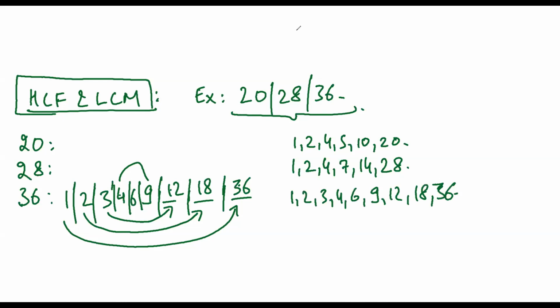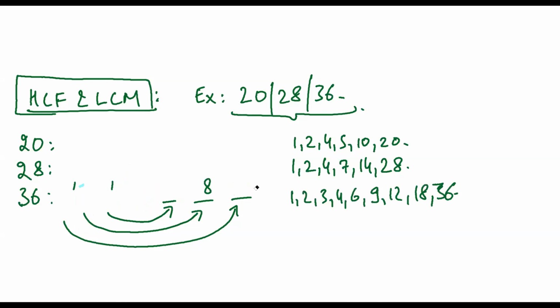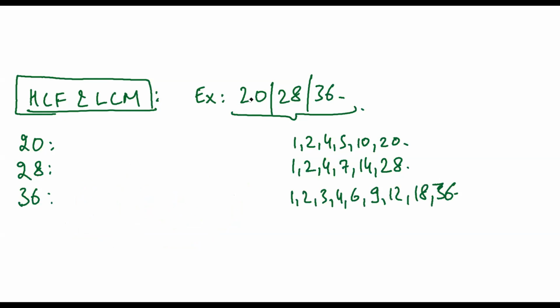Have you understood? Yes. So till now we see a lot of common factors. What are the common factors that we see? So 1, 2, 4.